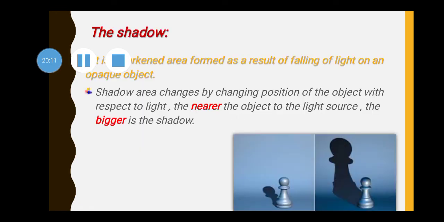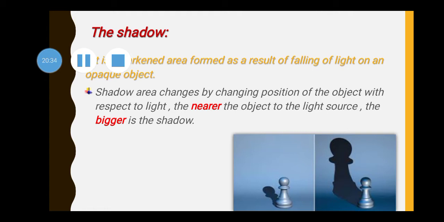So the meaning of shadow is very important, and it is repeated also in the exam. It is a darkened area formed as a result of the falling of light on an opaque object. And as I said before, an opaque object means that it does not allow light to pass through it.